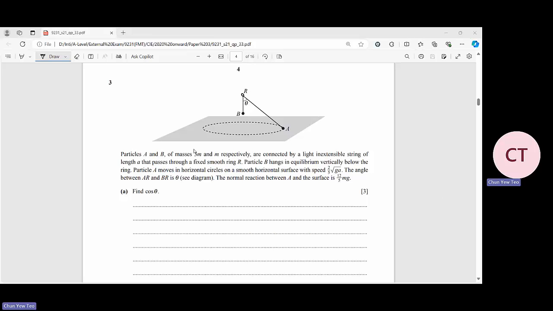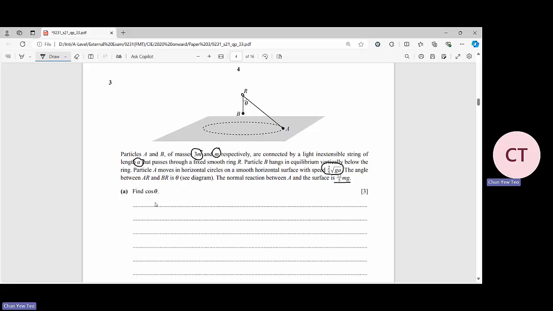Particles A and B of masses 3m and m respectively are connected by a light inextensible string of length a that passes through a fixed smooth ring R. The particle B hangs in equilibrium vertically below the ring. Particle A moves in a horizontal circle on a smooth horizontal surface with a speed of 2/5 square root of ga. The angle between AR and BR is theta. The normal reaction between A and the surface is 12/5 mg.